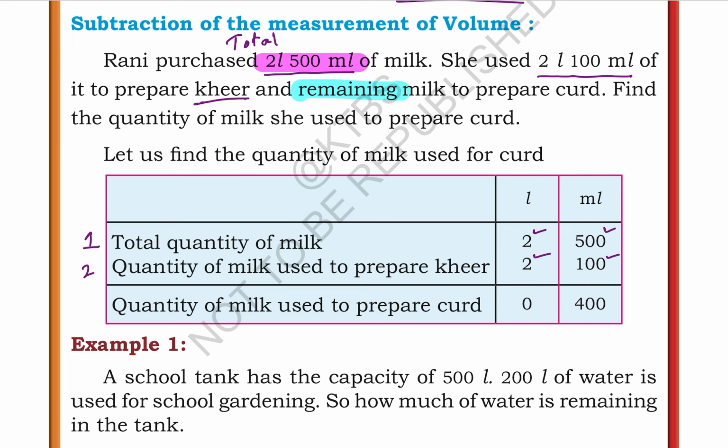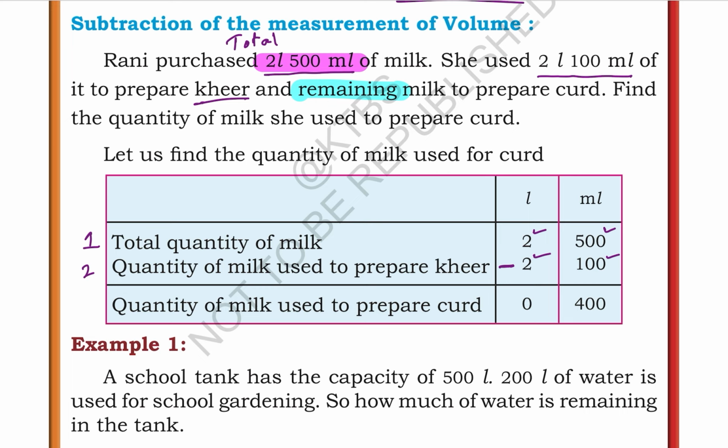Quantity of milk used to prepare curd is total quantity of milk minus quantity of milk used to prepare kheer. We are doing subtraction here. Then only we can find out what she has remaining with her to prepare curd.